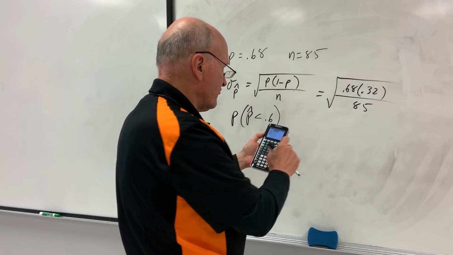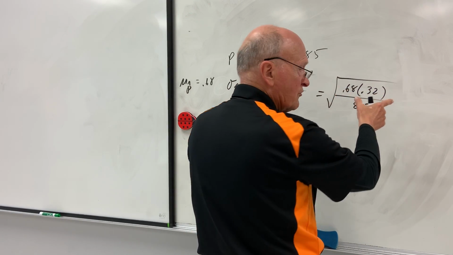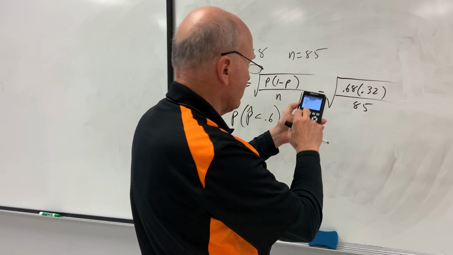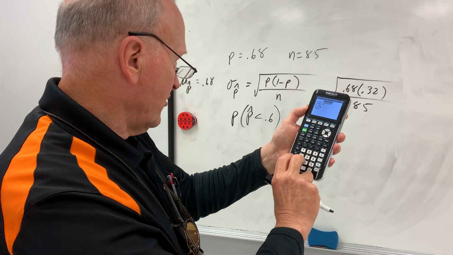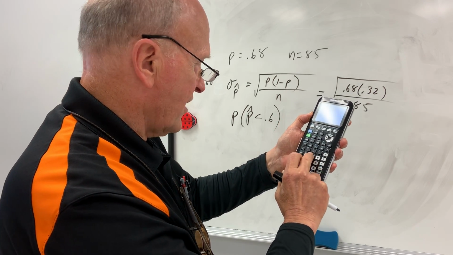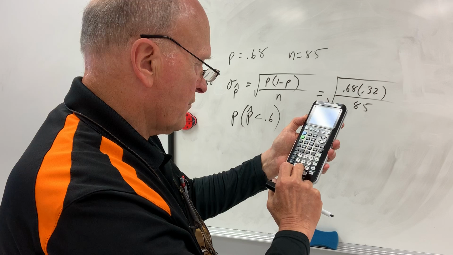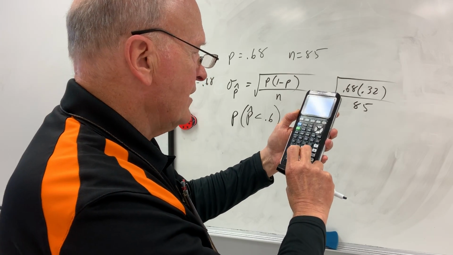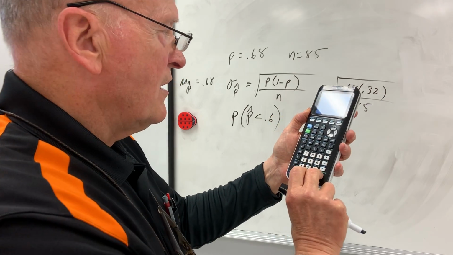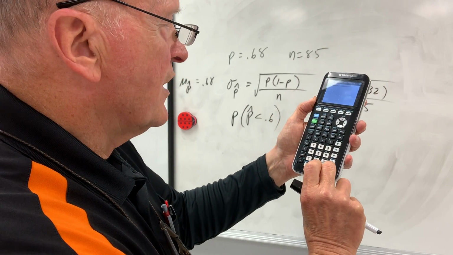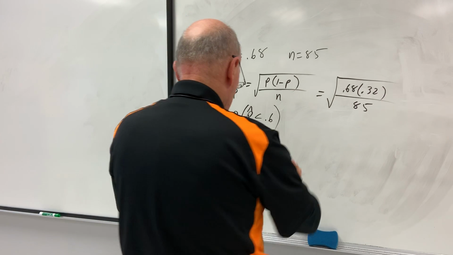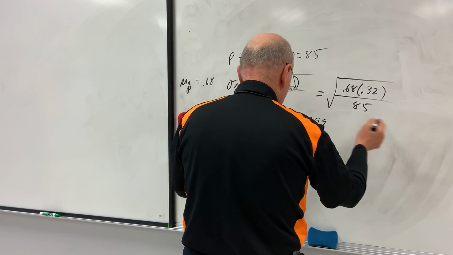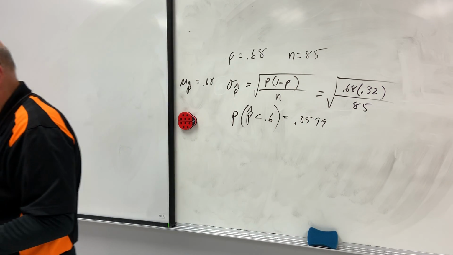So I'm going to go second square root, and I'm going to have to open parentheses again because it's not going to work for me using N over D. So after I open my second set of parentheses, for my numerator I have 0.68 times 0.32. I'm going to close parentheses, divide it by 85, close parentheses again, and then hit enter until I get my answer. And I see that my answer right here is 0.056923 and so forth.